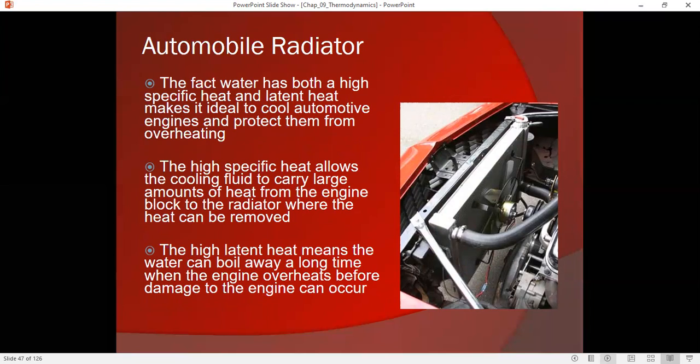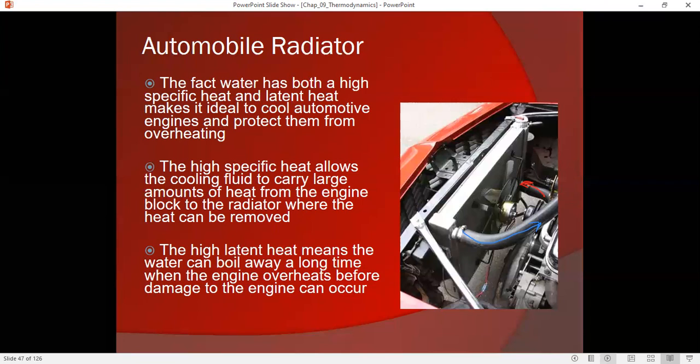Now this is looking at a car radiator. And of course, what happens here is the hot cooling fluid comes into the radiator and is then blown through these heat exchangers. It's just a large grid with a lot of surface area. And then after it's been cooled, it's returned back to the engine, where it comes back to pick up some more heat.